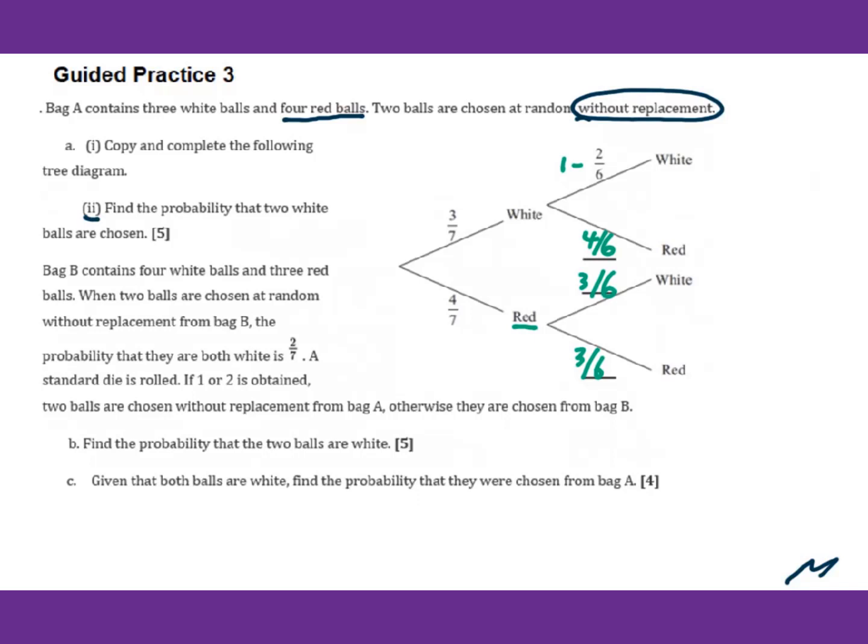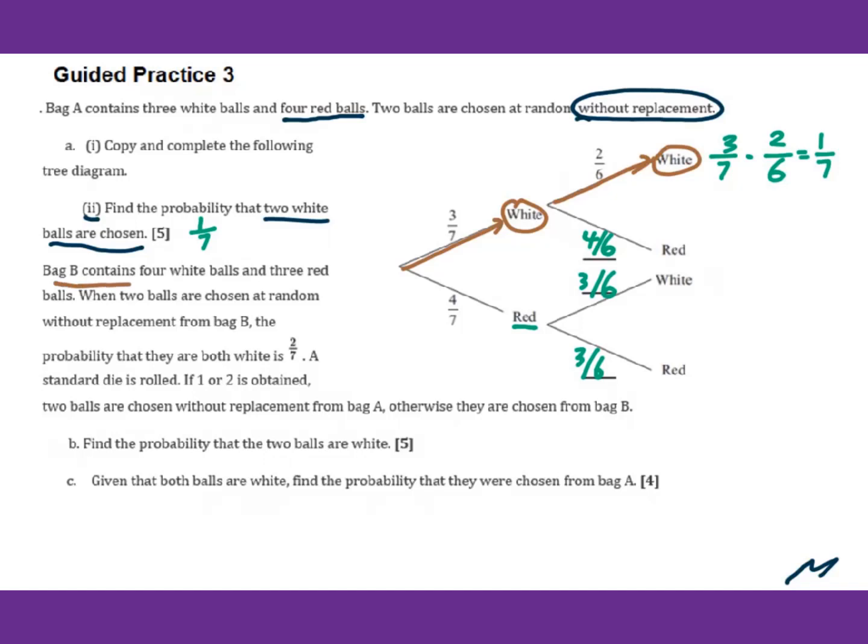Find the probability that 2 white balls are chosen. So you need to check 2 white. This is a 2 white. They go to this line. Yeah, that's the only 2 white. So we have 3 over 7 times 2 over 6. That will be 1 over 7. So the probability will be 1 over 7.